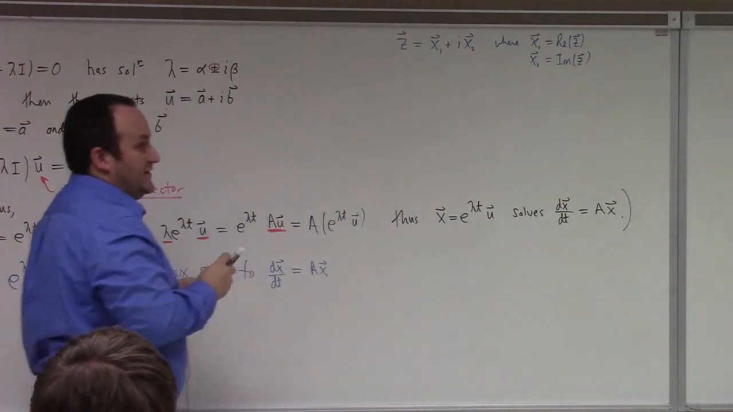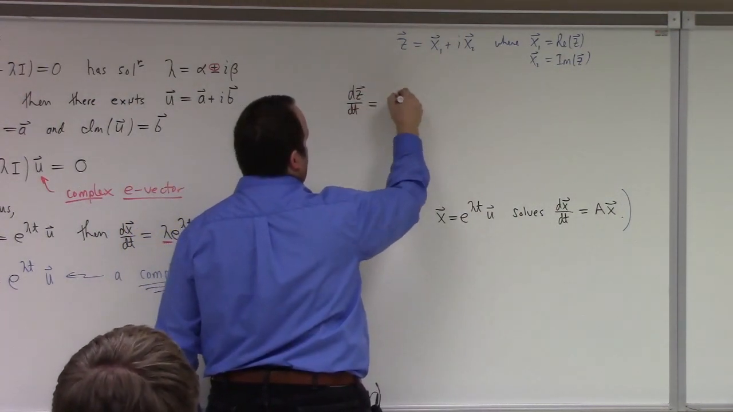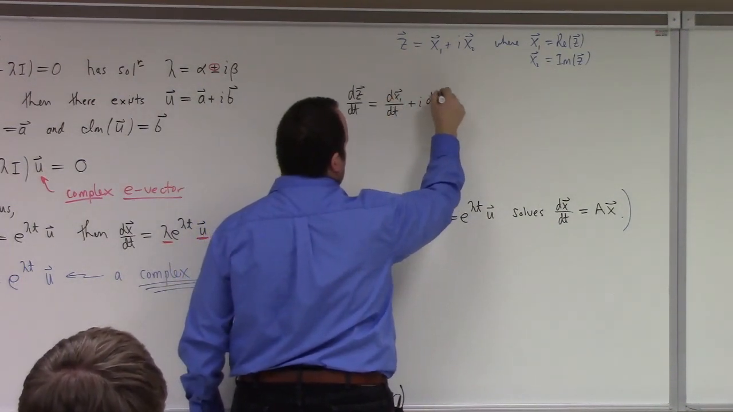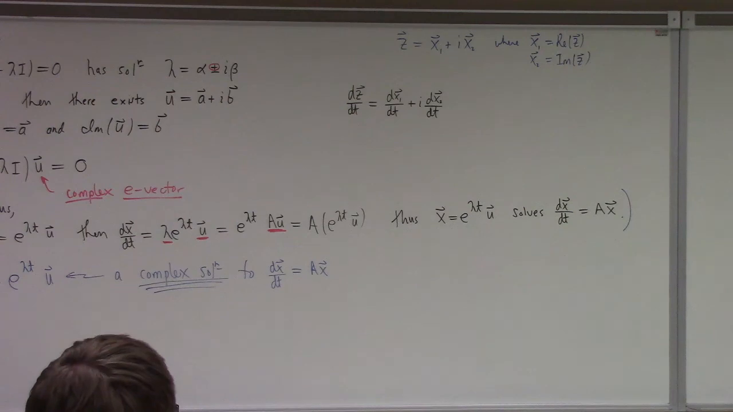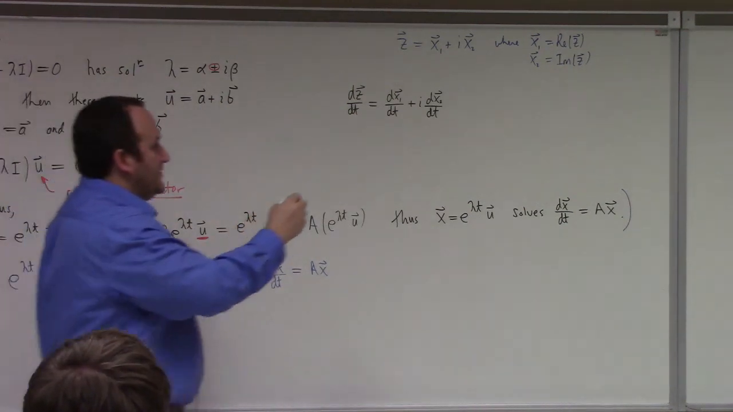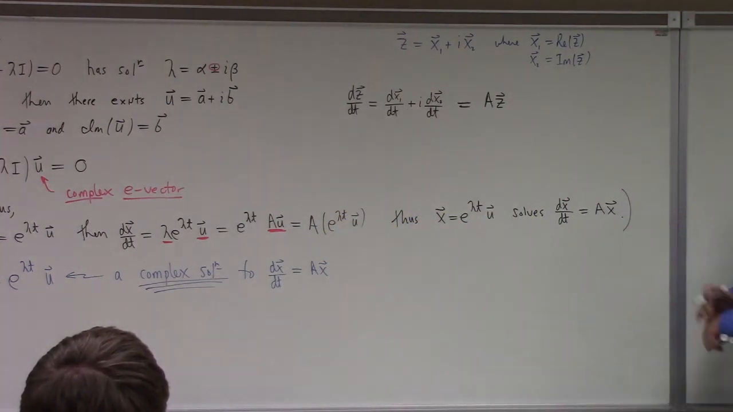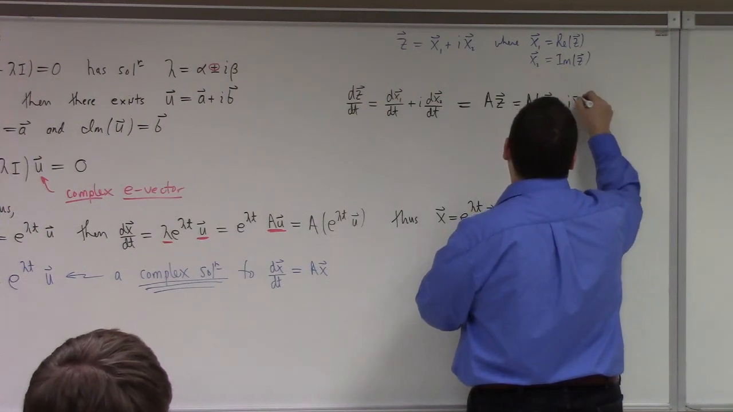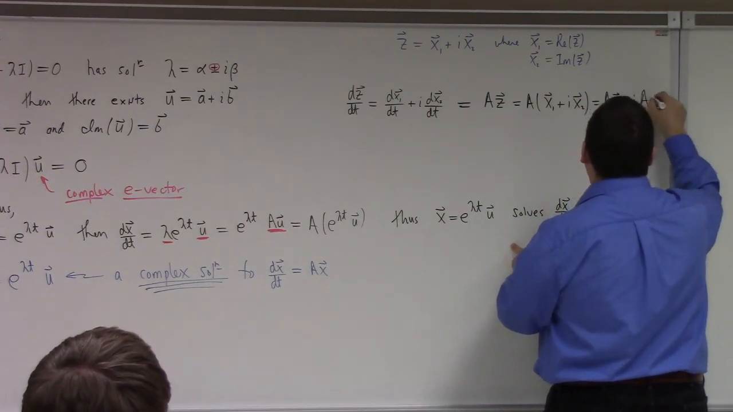What happens when we calculate dz/dt? It's dx1/dt plus i times dx2/dt, right? We differentiate the real part and the imaginary part separately. This is how we differentiate complex valued vectors. But this is equal to A times z, because this calculus still works. And A times z is A times x1 plus i x2, which is equal to Ax1 plus i times Ax2.